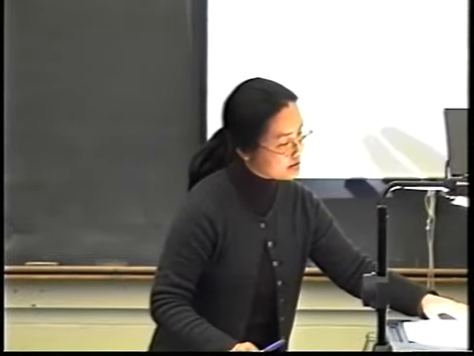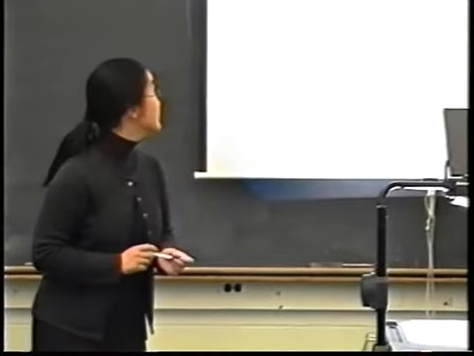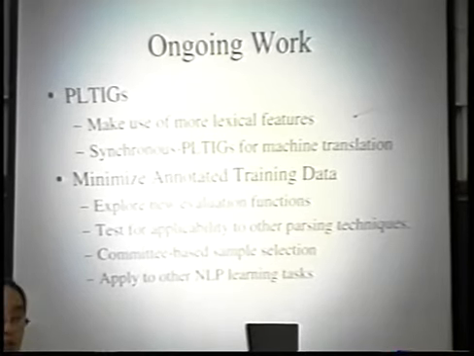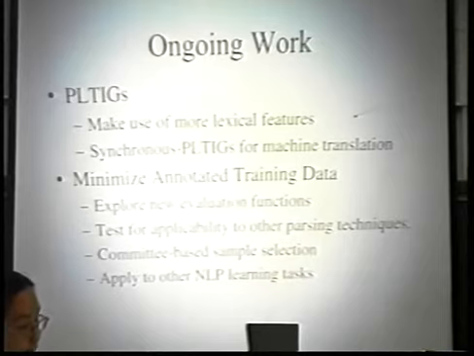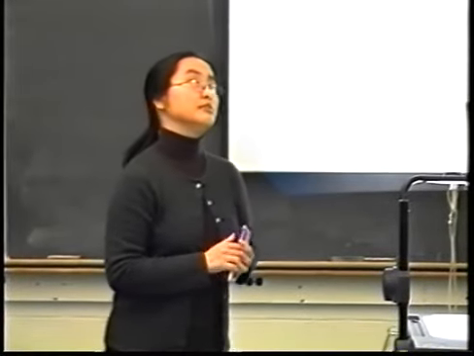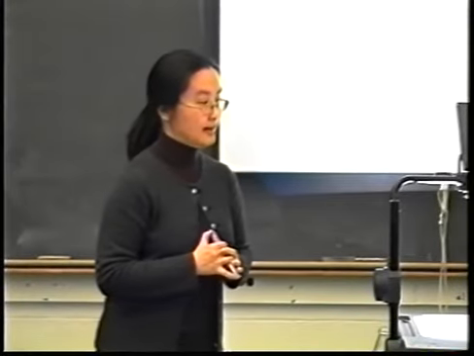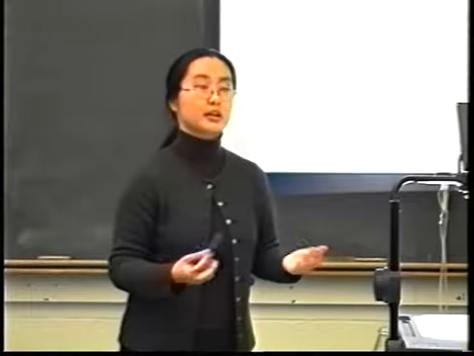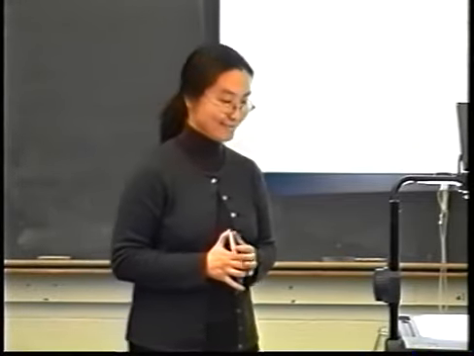So some things I'm still thinking about in terms of PLTIG. I would like to cast it in terms of what I'm currently working on with folks at Maryland on machine translation issues, possibly using some sort of synchronized PLTIG so that I can model dependencies on two different languages at the same time. And then I'm still interested in applying techniques for minimizing annotation in training data to other parsing techniques. Currently looking at doing similar work using Collins' parser. Also interested in finding other evaluation methods, possibly using a committee-based approach. And also interested in applying it to other natural language processing tasks. All right, thank you.